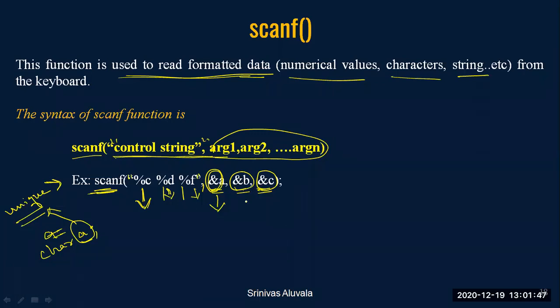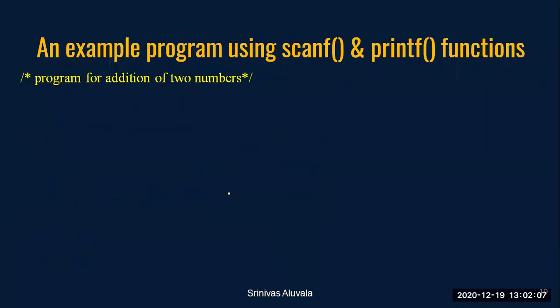So when you are using the input function, definitely all the variables need to be specified with their addresses. For output, there is no need. For output, just a comma b comma c gives the output. But for storing the data in the memory, we need to use the address, that is ampersand a, ampersand b, ampersand c. That's different. So here we have an example program using scanf and printf.